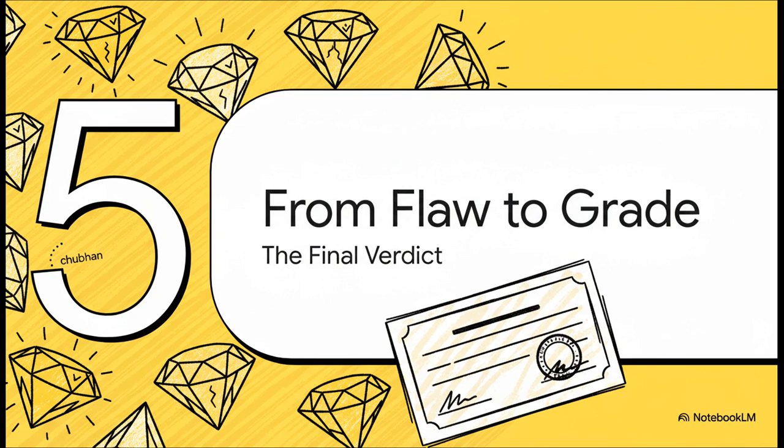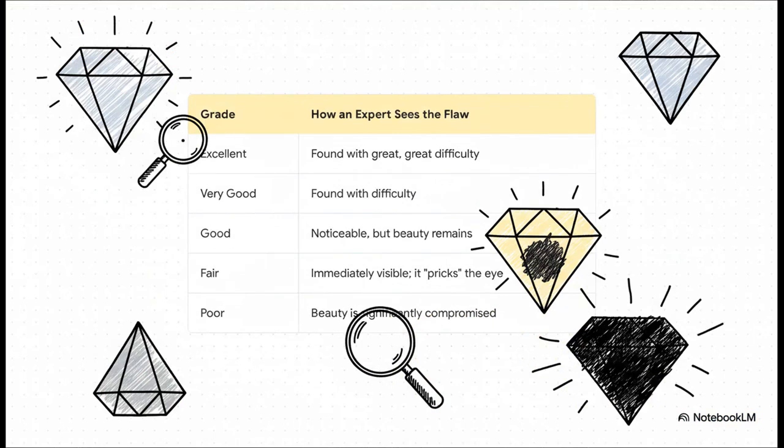So let's connect all the dots. How do all these different flaws and this idea of chuban come together to create those final symmetry grades that you see on a diamond certificate? This table breaks it down perfectly. An excellent grade means that whatever tiny flaw exists is incredibly hard for even a trained expert to find. For very good, it's still difficult. But by the time you get down to fair, the flaw is pretty much immediately obvious. It's got high chuban, it pricks the eye. And poor just means the flaw is so distracting it really hurts the diamond's overall beauty.